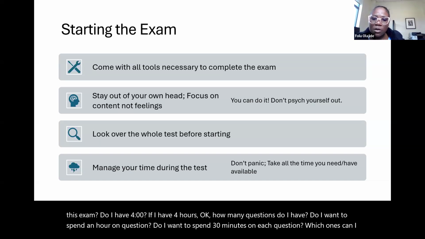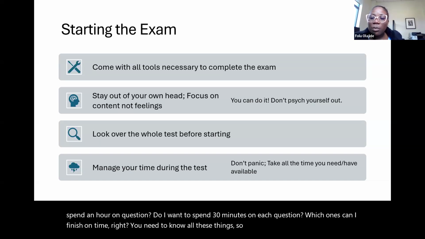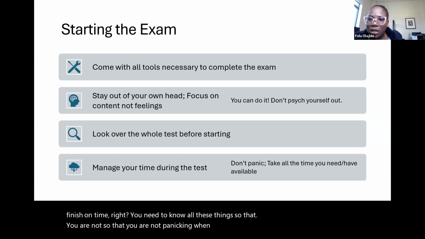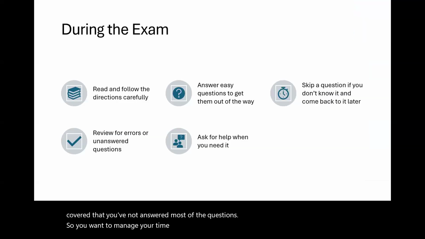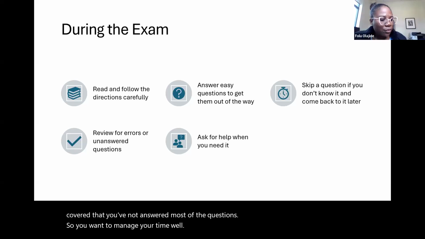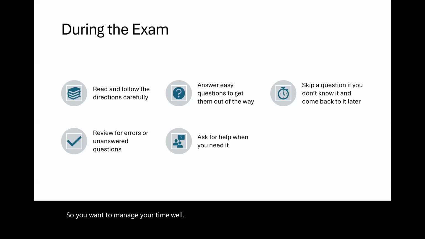You need to know all these things so that you're not panicking when it's maybe like 10 minutes to the end and then it's clear that you've not answered most of the questions. So you want to manage your time well. And sometimes, say you did have 4 hours to do 4 questions, I'd say probably try to get it done in around 45 minutes each so you have some spare, but you're also not trying to cut it in half the time.